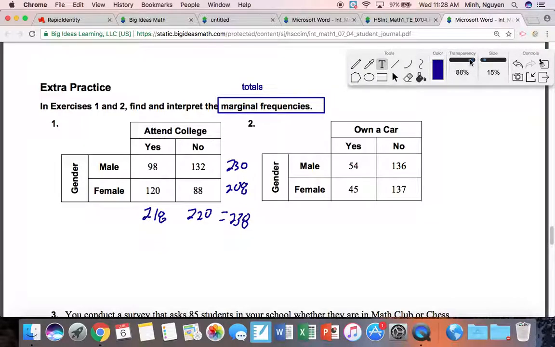It says find and interpret. So I'll give you a couple interpretations just to get you started. You might say there were 230 males surveyed.